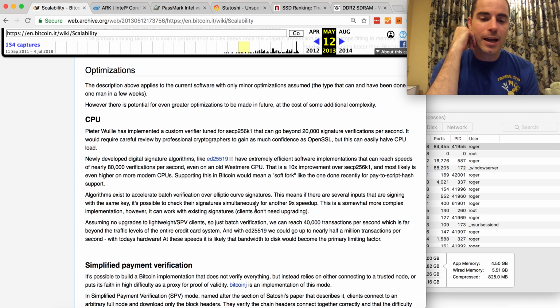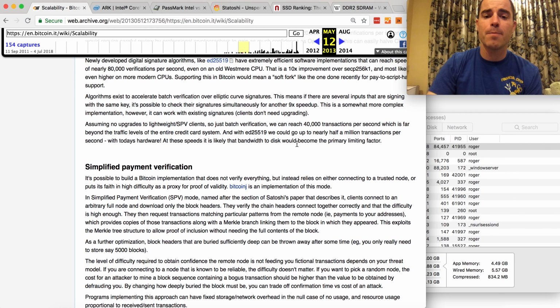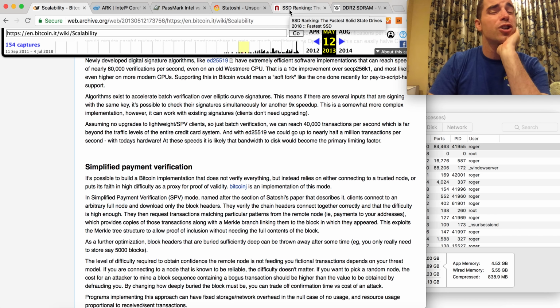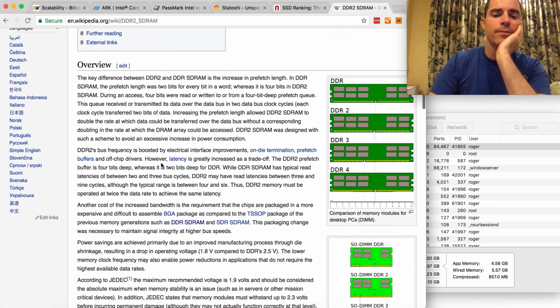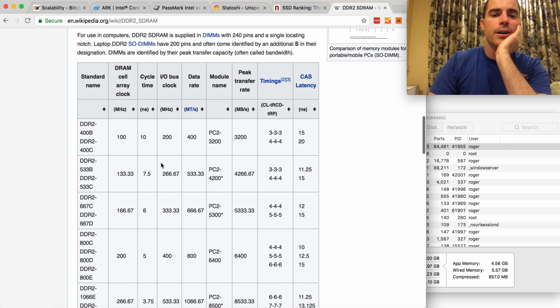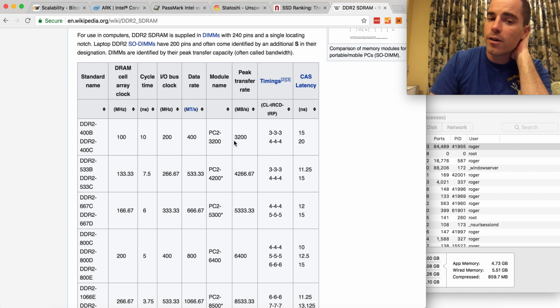So at these speeds, it is likely that bandwidth to disk would become the primary limiting factor. And it goes on to talk about some SPV stuff. So let's talk about the bandwidth to disk being the primary limiting factor. Well, I pulled up some other interesting things. Around the time this article was written, DDR2 or DDR3 were the most common types of memory. And if we look at the DDR2 on Wikipedia here, if we scroll down, we can see the transfer rate here, right? So you're looking for the base speed, DDR2 400. Peak transfer rate is 32 megabits per second.